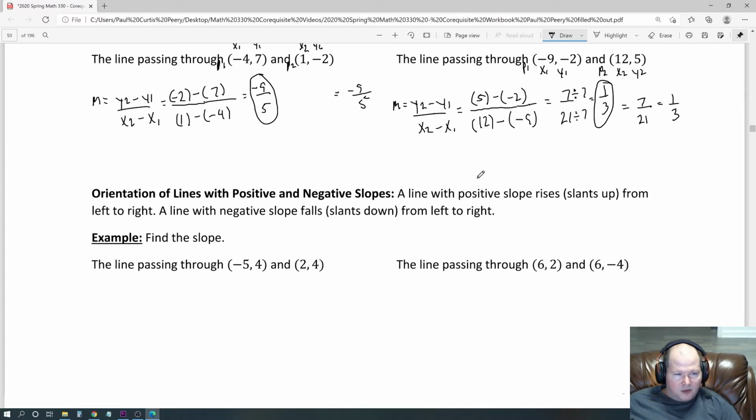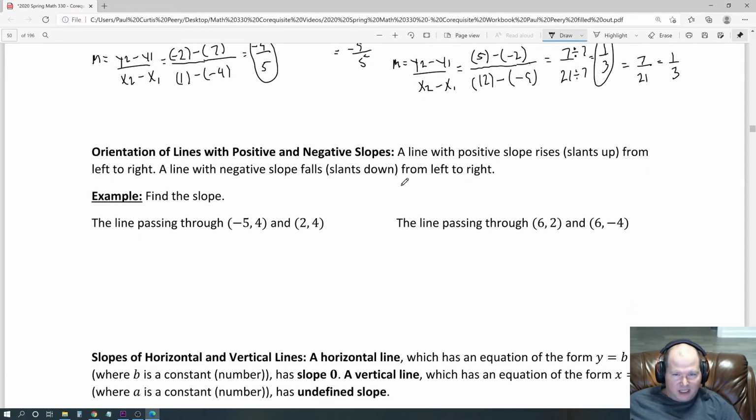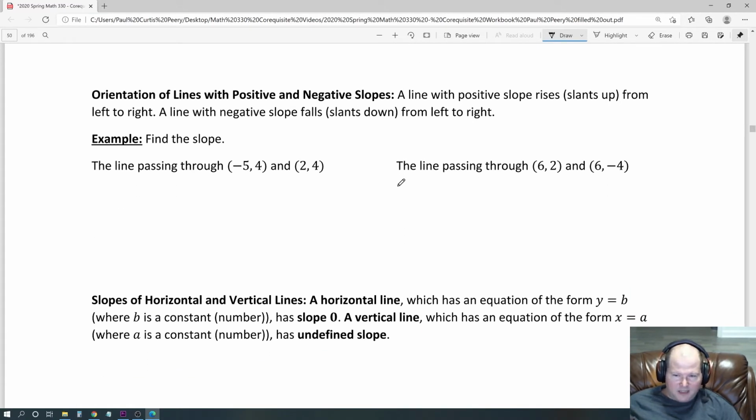Okay. So the orientation of lines with positive and negative slopes. And again, positive and negative is looking from left to right. If from left to right it goes up, positive. If from left to right it goes down, negative. Okay, so we want to find the slope. Let's do a couple more examples of this. So again, we can label everything thoroughly. So let's say this is point 1, that'd be x1, that'd be y1, and this is point 2, this would be x2, this would be y2.